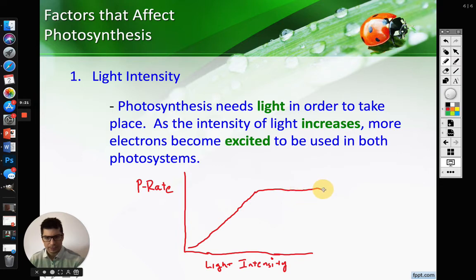It's not just going to keep going up. It's actually going to plateau on the top. Why is it going to do that? Well, all the electrons have become excited already. There's no more that can become excited to increase photosynthesis. So once we get so much light in there, we are going to increase photosynthesis originally, but then it's going to stop. It's going to plateau across, okay? So that is light intensity.